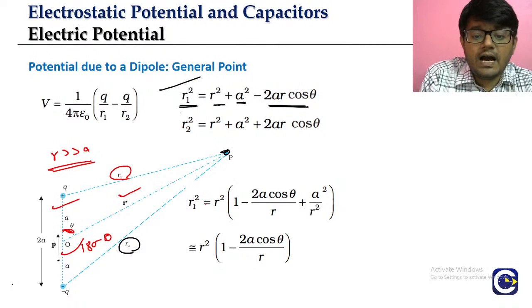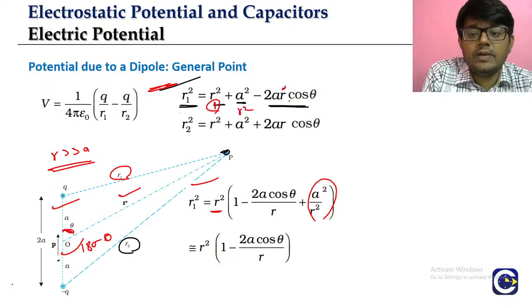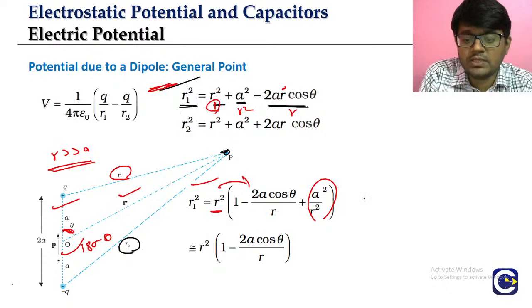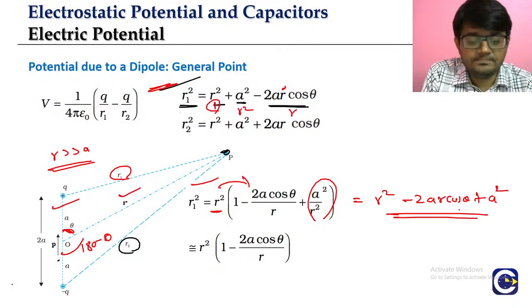On the right side, look only at the r1 square formula. On the right hand side we will take r square common out. After taking it common, what will the first term be? 1 will be remaining. In this, r square is gone, so you will get a square by r square. Here there is already an r in the numerator. We take r square common, so in the denominator we will have one more r remaining. Now if you multiply, what do you get? r square minus 2ar cos theta plus a square.